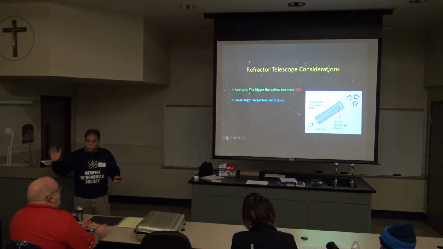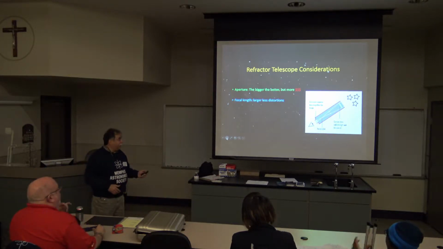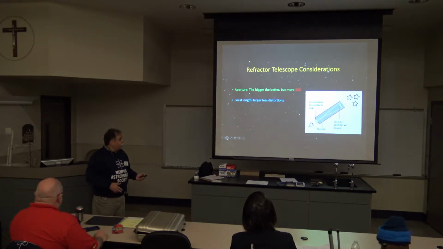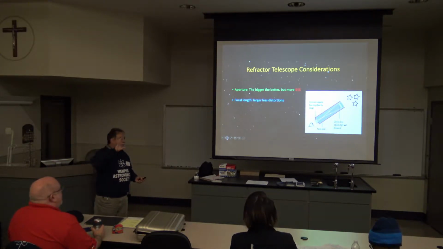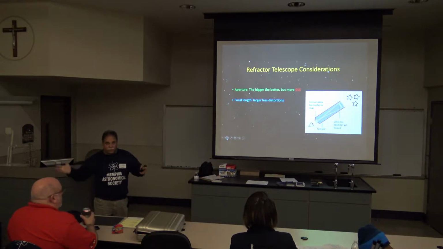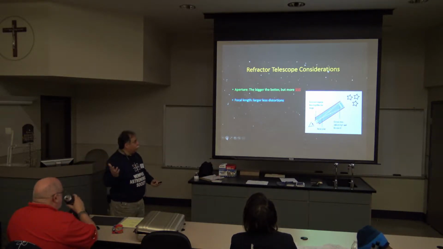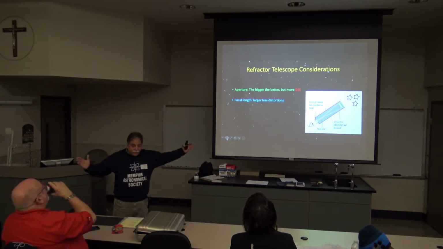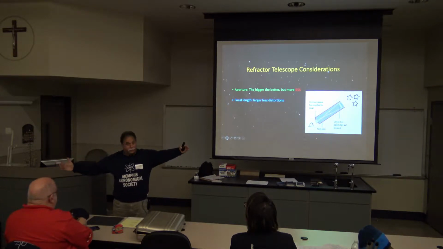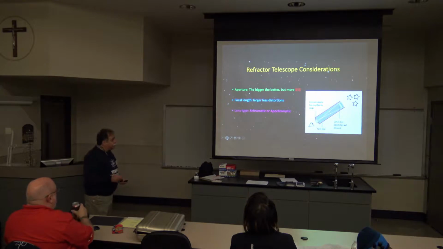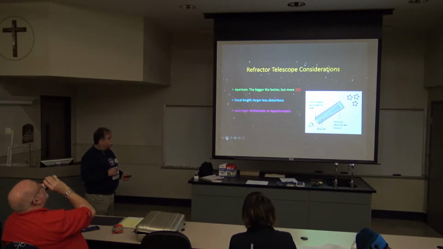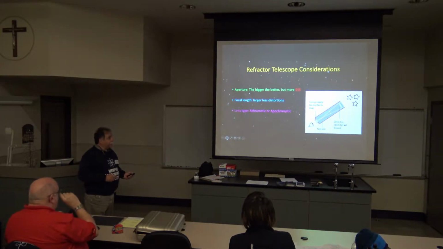Another thing with a refractor telescope is the focal length. The longer the focal length, the less distortion the image has, and the refractor telescope works better with longer focal lengths, okay? That means the telescope is longer, but it works better.